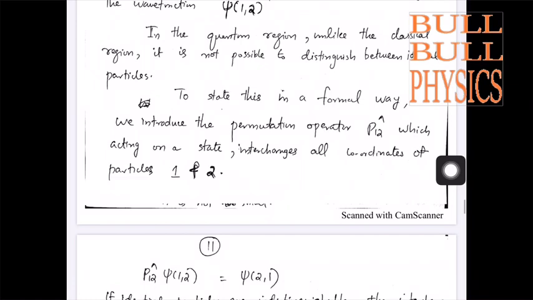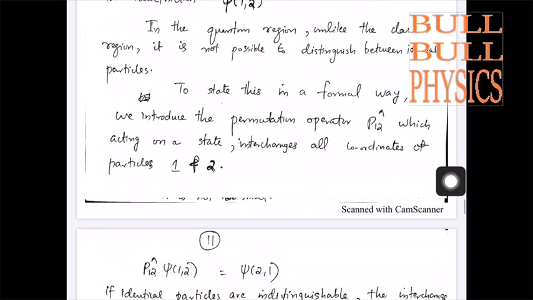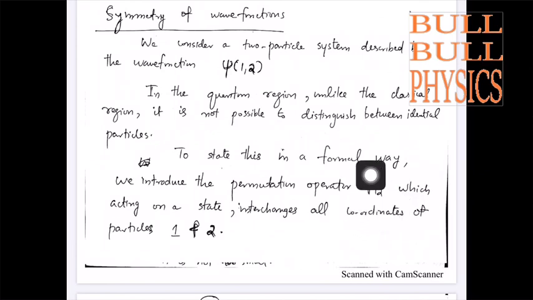To state this in a more formal mathematical way, we introduce a permutation operator P12, which when acting on a state interchanges all coordinates of particles 1 and 2. So if this permutation operator acts on a wave function, it interchanges coordinates of particles 1 and 2. It simply interchanges the two particles.